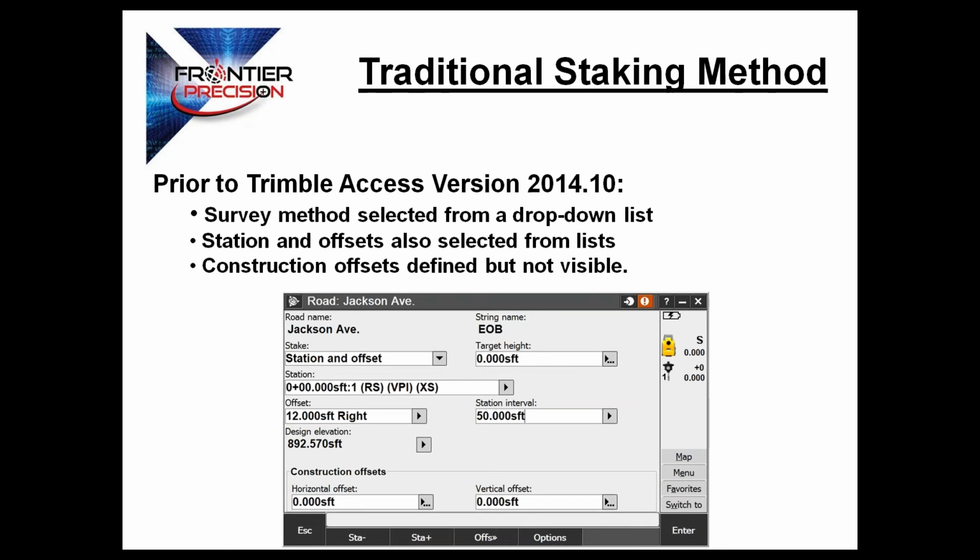So our survey method, as you can see in the image here, was basically selected from a drop-down list right here. The station and offsets were also selected from a list, and then we could also define the construction offsets. But the big difference, I would say, is nothing was visible. We were basically just looking at lists and numbers on a screen, and we didn't know necessarily what we had until we got into the actual staking process.